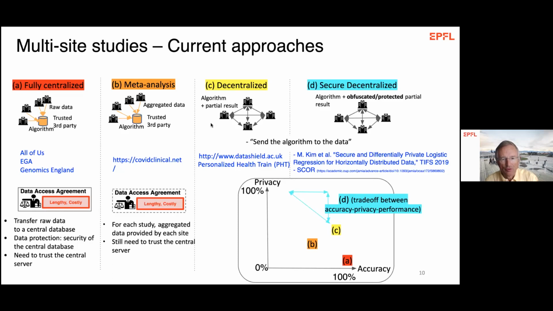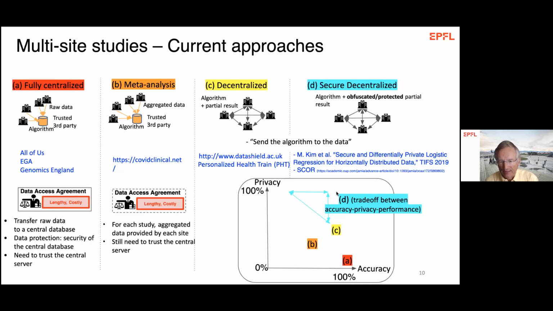One solution like this is DataSHIELD in the UK. Another one is Germany plus the Netherlands, the Personal Health Train. But here, as we will see, there are still vulnerabilities. So the right solution is to go for something that is secure decentralized, in which case there is an algorithm and there are obfuscated, protected partial results. And that provides an appropriate level of protection.